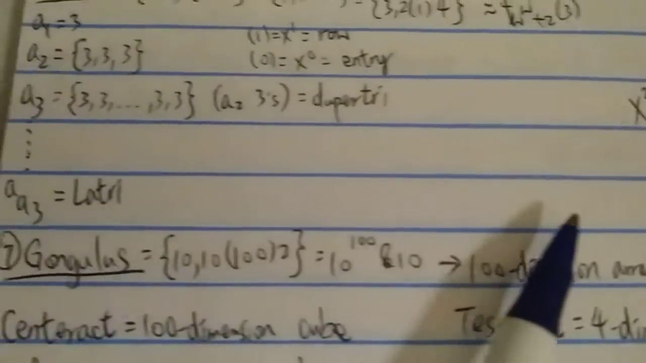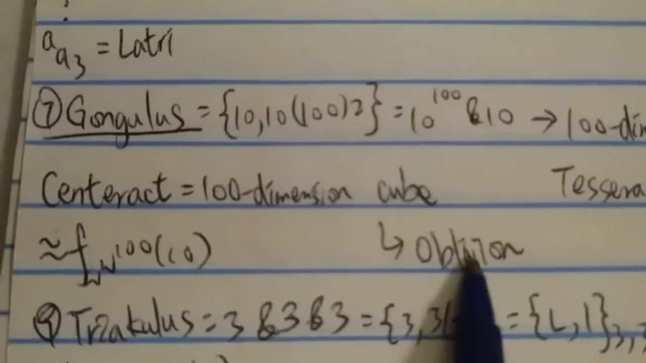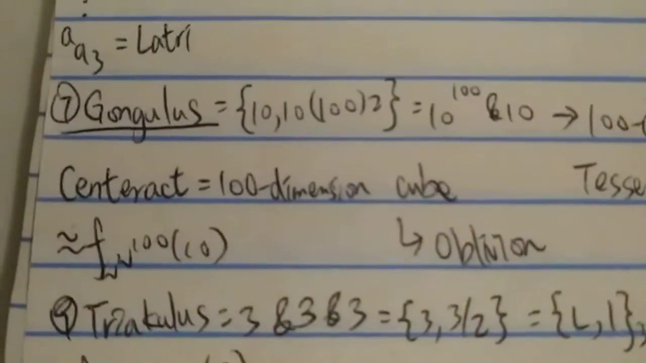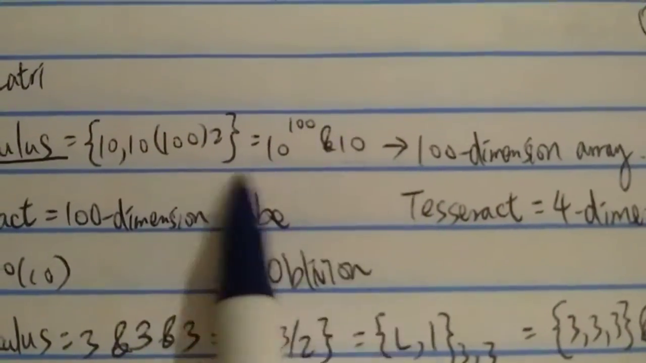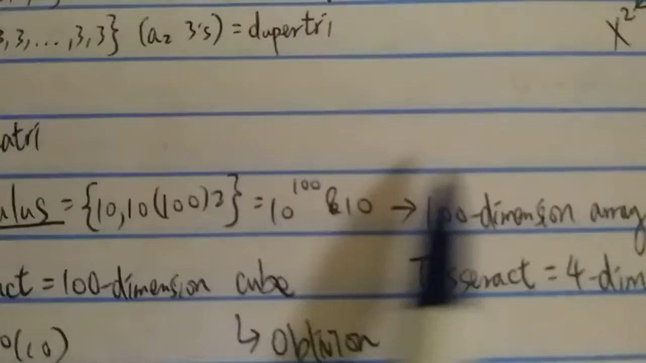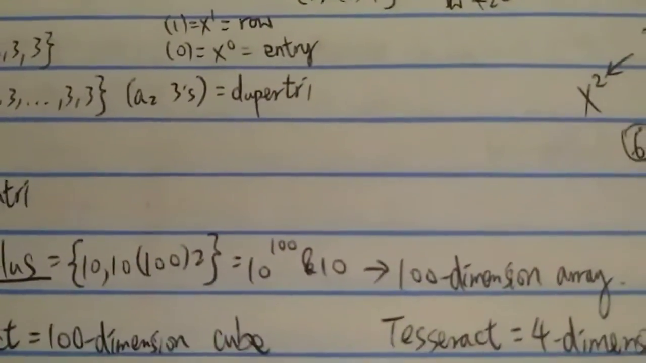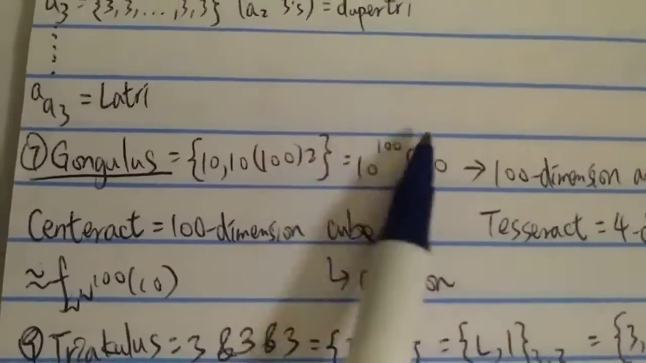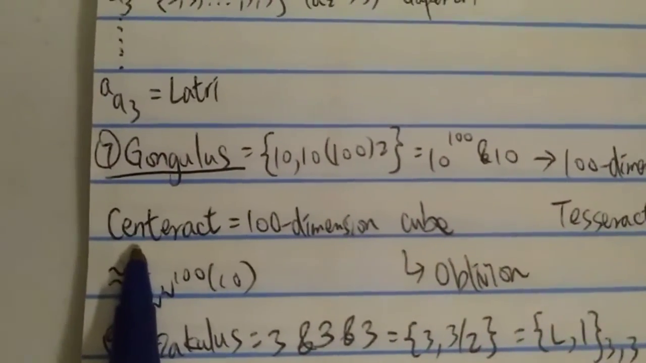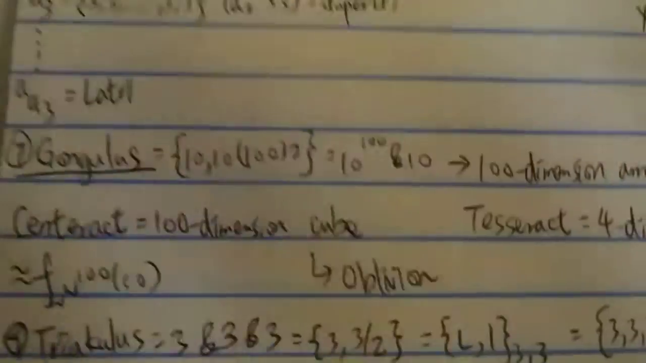And then the next one, number 7, is Gongulus, and this is famous for being one of the numbers used to define the big number Oblivion. It's written this way, and you can also write it this way: a Googol n 10, or a Googol array of 10. This doesn't mean a linear array of 10s with a Googol tens. This is not a linear array. This is a 100-dimensional array, or in order to represent it fully, you have to write it in the form of a centeract, which is a 100-dimensional cube. It's kind of hard to imagine.